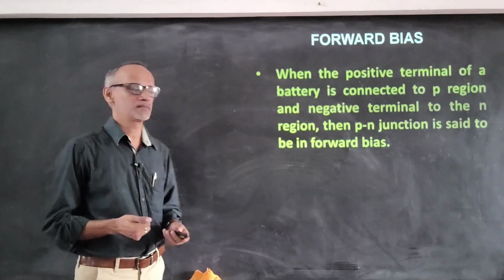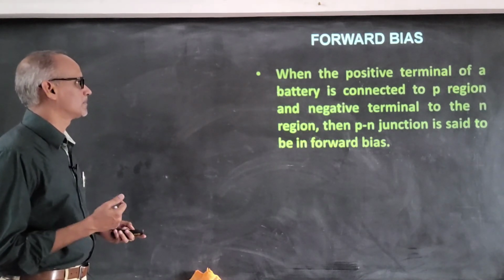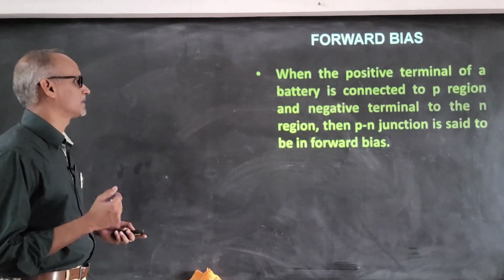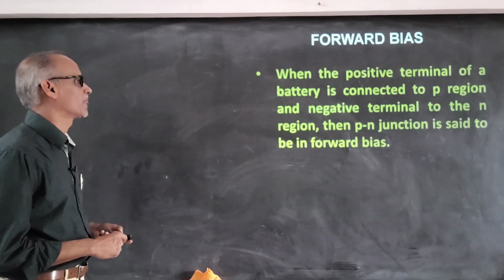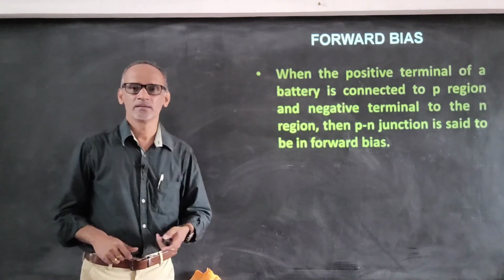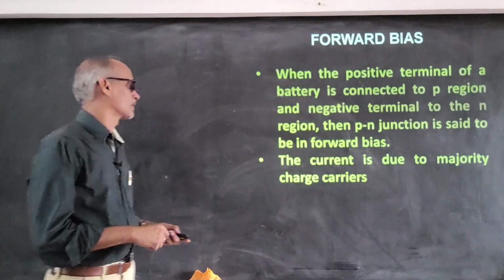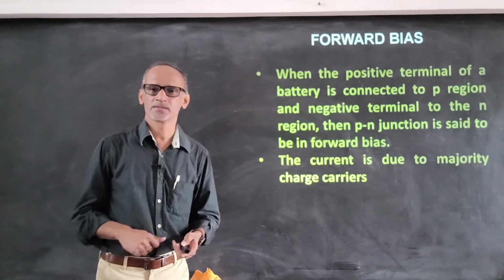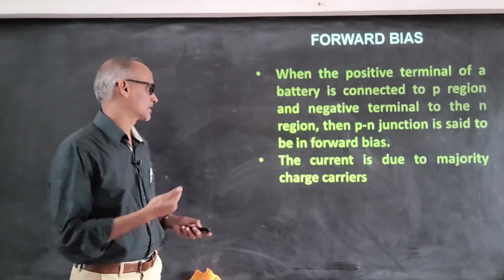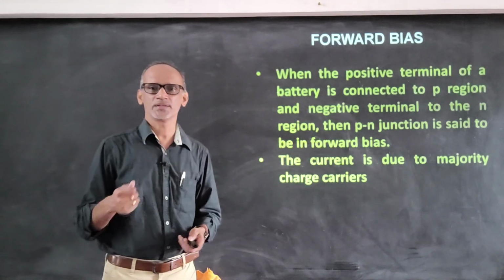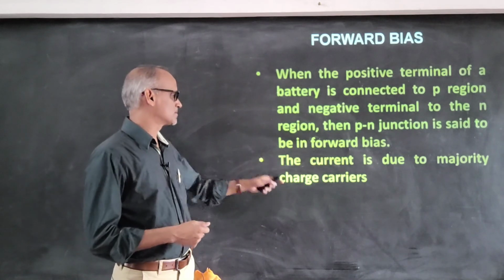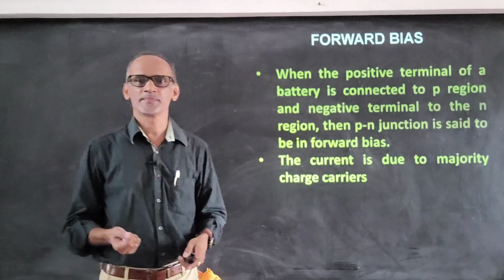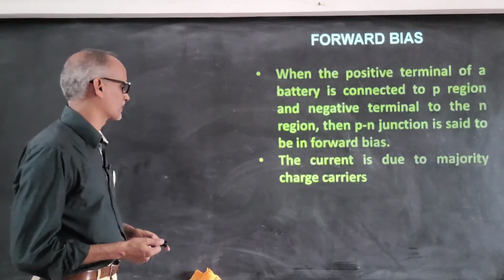What is the definition of reverse bias? When the positive terminal of a battery is connected to the N region and the negative terminal to the P region, then the PN junction is said to be in reverse bias. In forward bias, the current is due to the majority charge carriers. In reverse bias, the current is due to minority charge carriers. And since it is due to the majority charge carriers, the order of the current in forward bias is milliampere, whereas in reverse bias it is of the order of microampere.